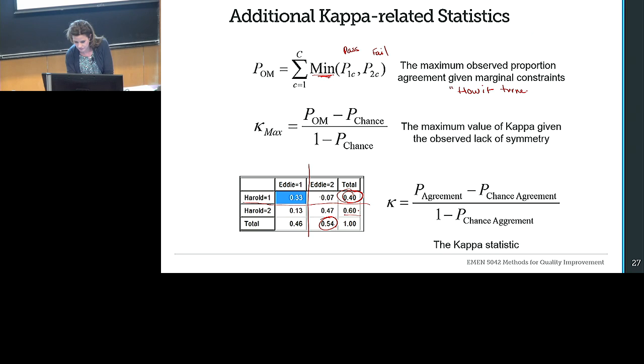Okay, so if that was the maximum they could have agreed on, we put this value in here. Remember, kappa is the proportion of actual agreement minus chance agreement, over 1 minus chance agreement. Well, for kappa max, the maximum kappa statistic that could have been, instead of putting in the actual proportion of agreement, we put in the maximum it could have been given the marginal constraints. So this is the best we could have done, given the observed lack of symmetry of how everything turned out to be.